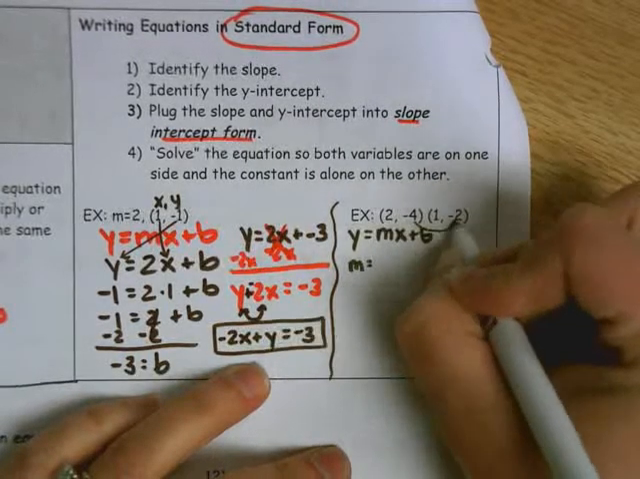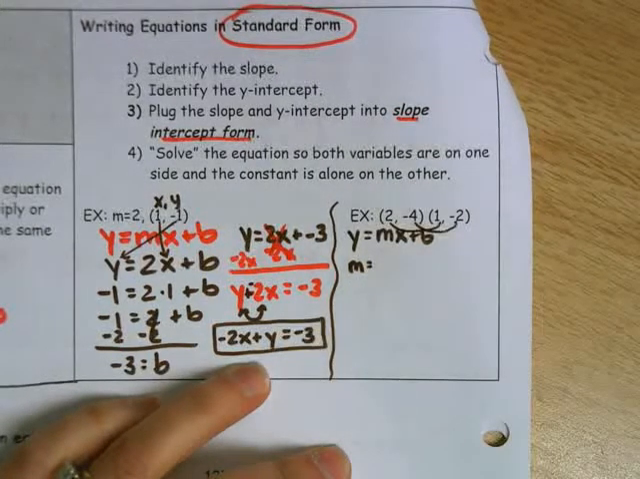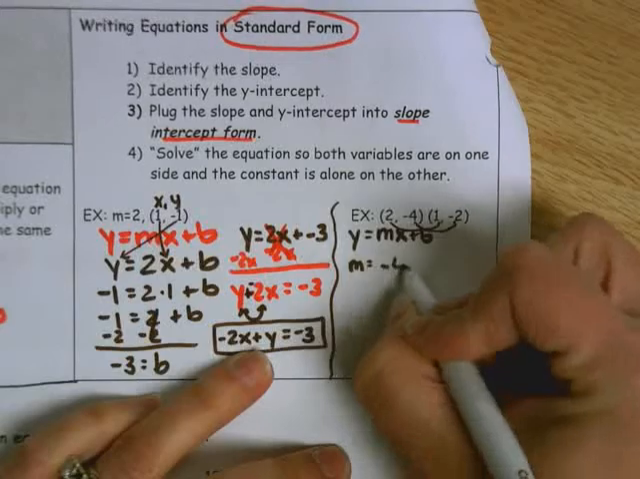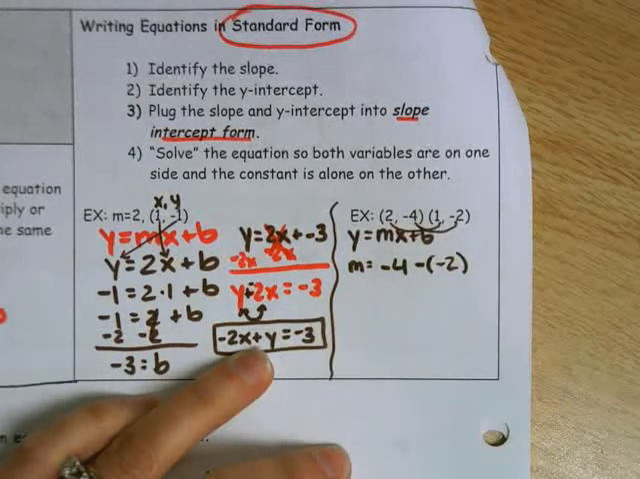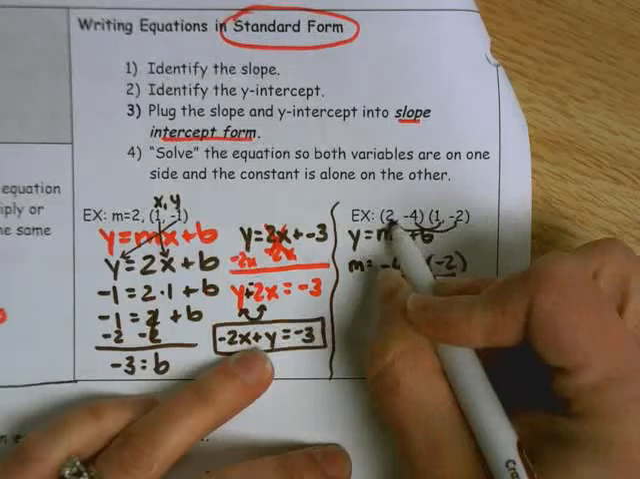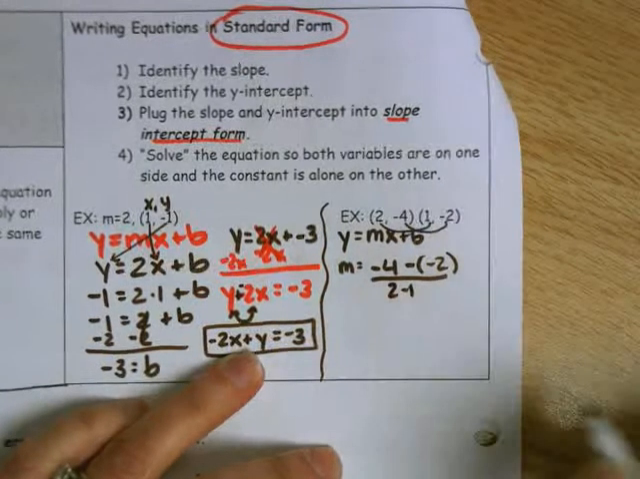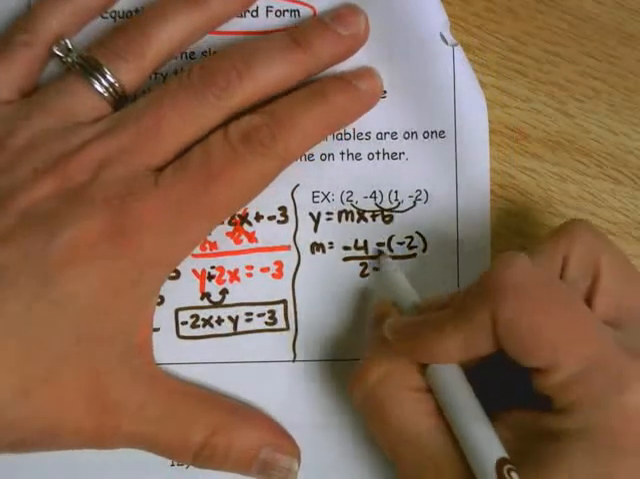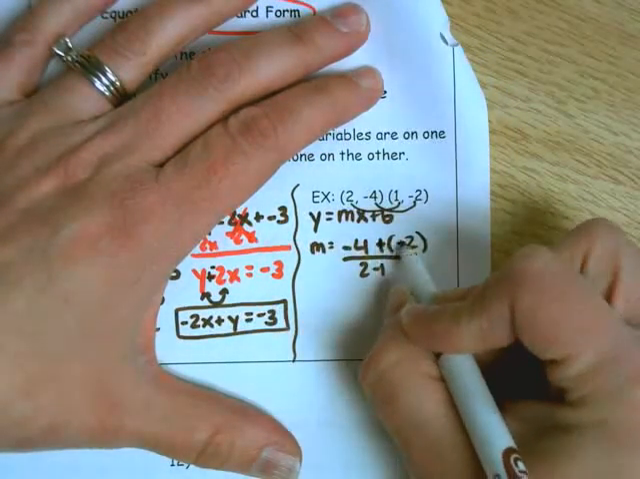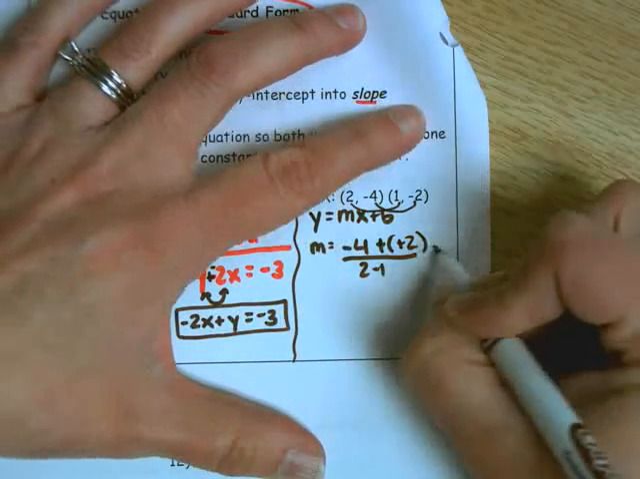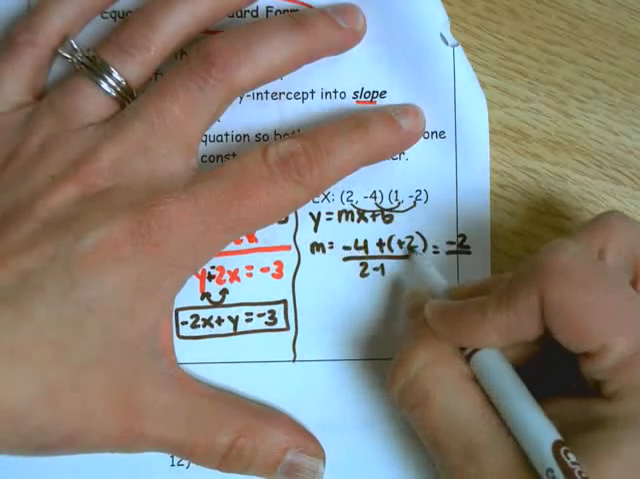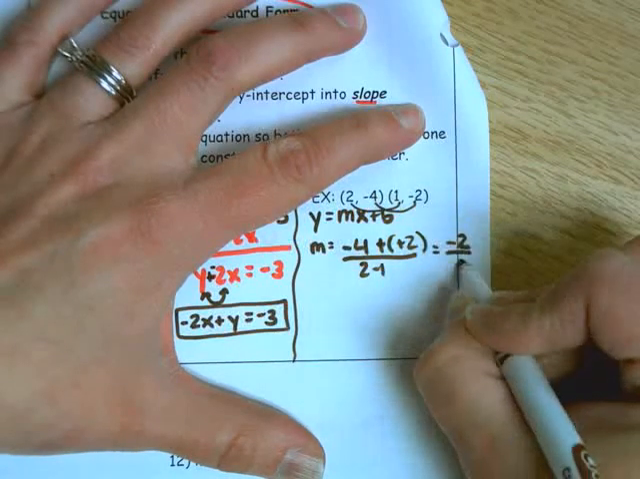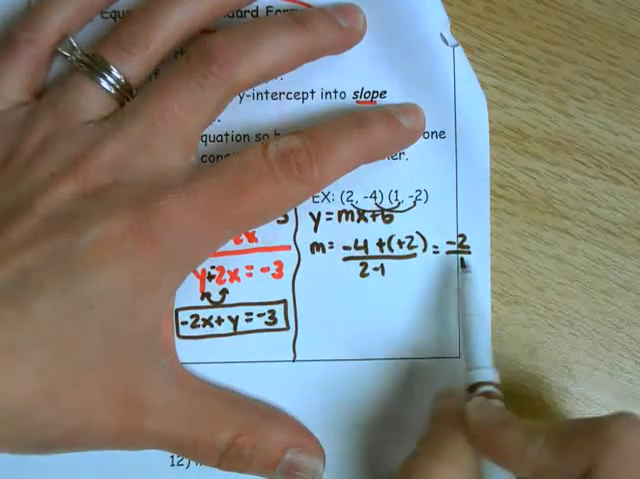I've got to do y minus y over x minus x. So let's see. Negative 4 minus negative 2. Got to be careful here. Over then my x's, 2 minus 1. Okay, what is minus a negative? That becomes plus a positive. Add the opposite. And we get negative 2 over, let's see, 4. Negative 4 plus 2 is negative 2. 2 minus 1 is 1. I get my slope is negative 2.